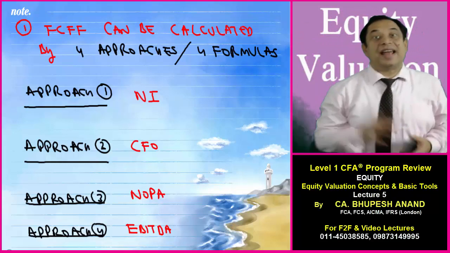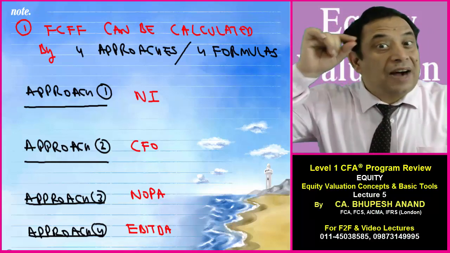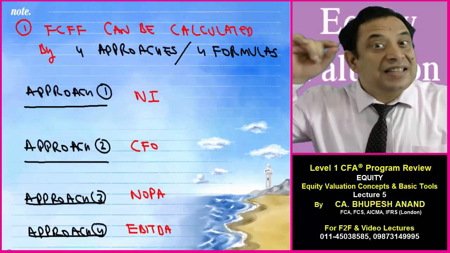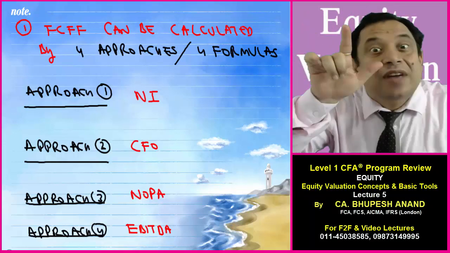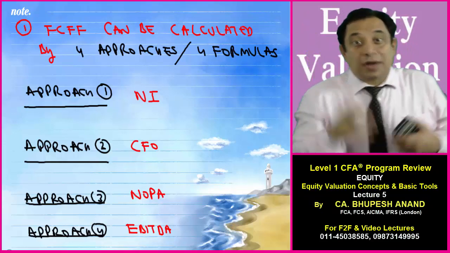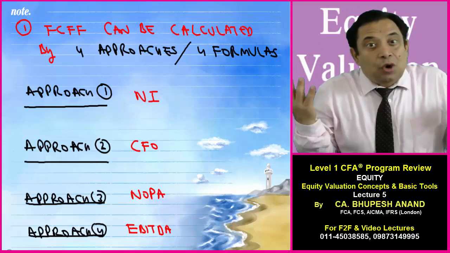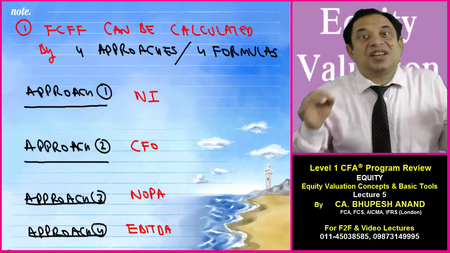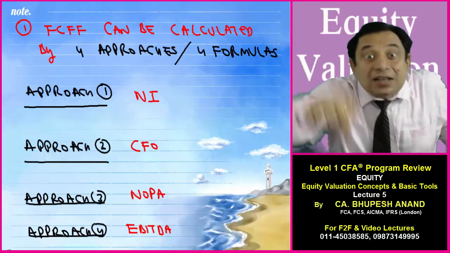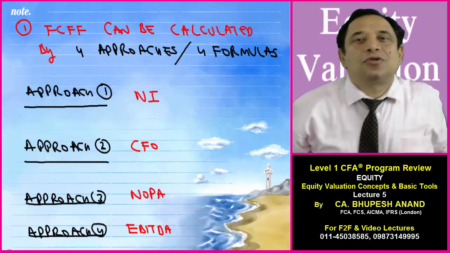Now, when we do profit after tax NI plus NCC plus or minus change in working capital, up to this point we have calculated CFO. So if I am given CFO, I can derive my second formula: CFO plus interest after tax, plus or minus change in fixed capital investment. That will also give FCFF, free cash flow to firm.